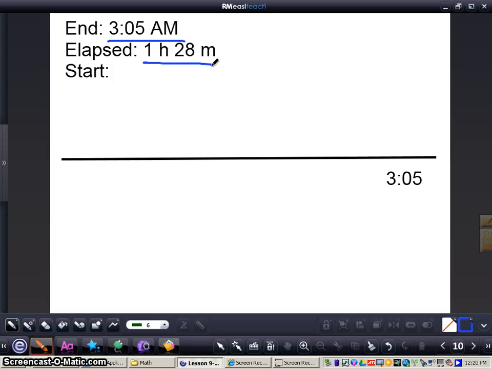So 3:05 a.m., I'm going to move back 1 hour. That gives me 2:05 a.m. still. Now what we need to do, we need to figure out the 28 minutes. Okay, 28 minutes before the 2:05 a.m. And a way to figure this out is we could subtract 28 minutes from 2:05. Okay, so we could set it up like this.